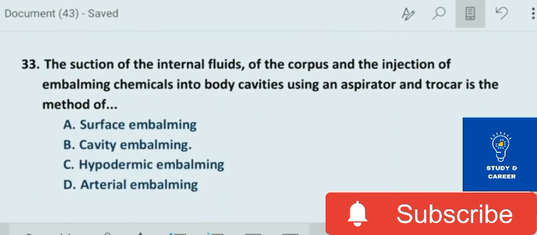33. The suction of the internal fluids of the corpse and the injection of embalming chemicals into body cavities using an aspirator and trocar is the method of: A. surface embalming, B. cavity embalming, C. hypodermic embalming, D. arterial embalming. So B, cavity embalming.